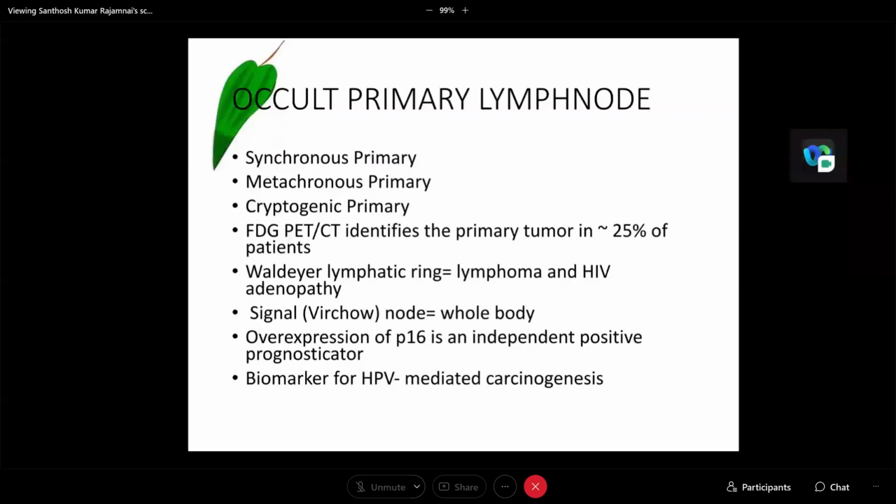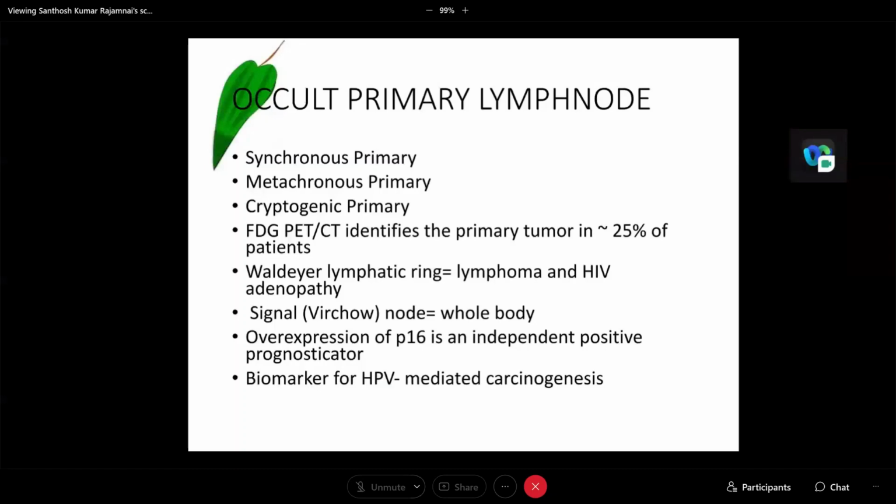So how do you make a diagnosis when you have an occult primary? The most important investigation in this case would be a PET scan. PET scan is the most important investigation. In one-quarter of patients, PET scan will be able to directly identify the primary. A little bit of a problem is primaries in the Waldeyer's ring. If you have a primary in the Waldeyer's ring, you have to think in terms of lymphoma or HIV-related adenopathy.